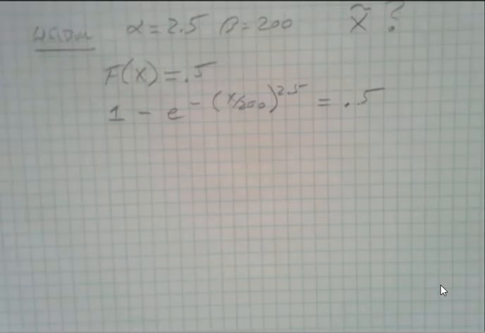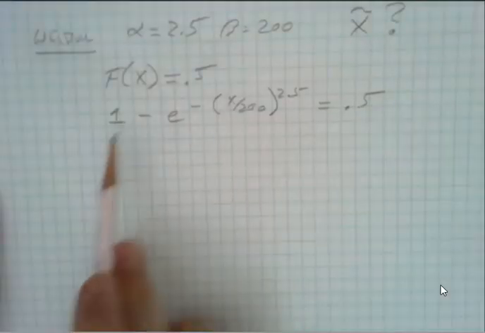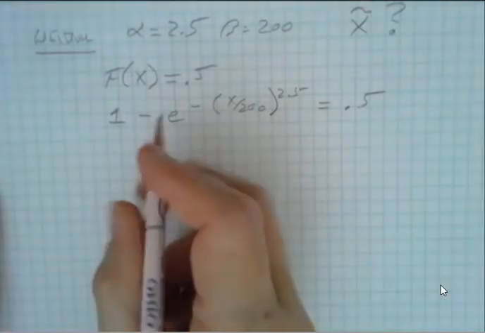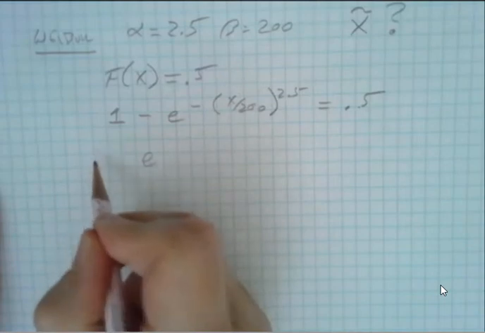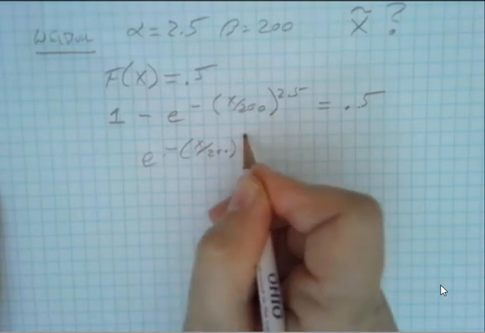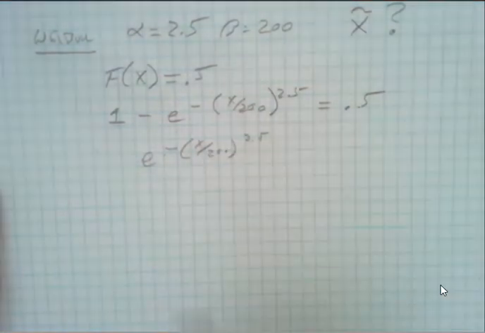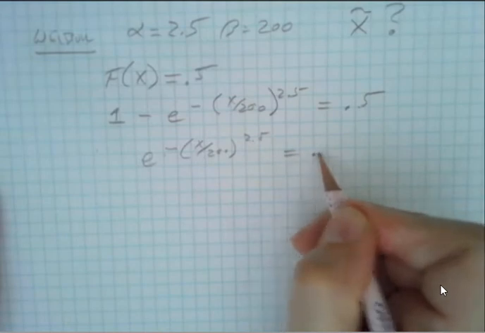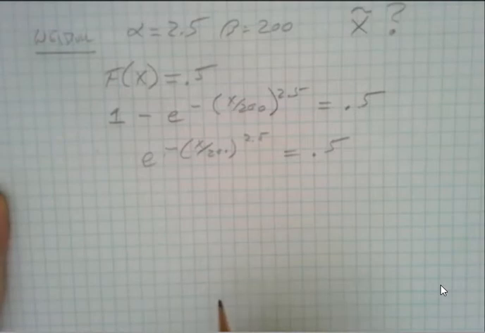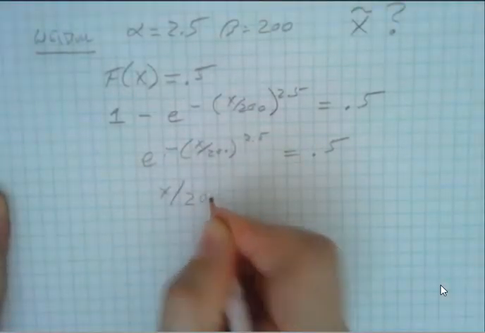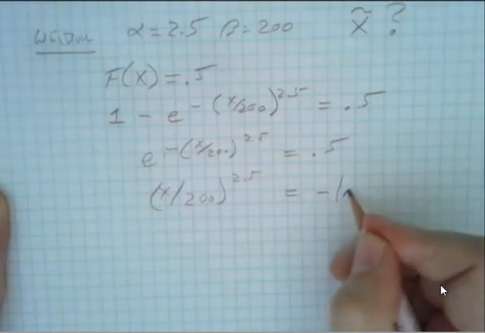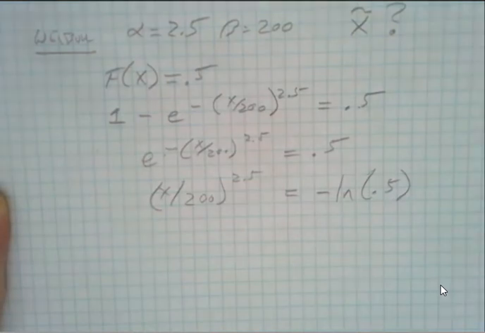So with the magic of some math, we're going to subtract 0.5 from both sides. We're going to add this squishy term to both sides. We're going to end up much more cleanly with e to the minus x over 200 to the 2.5. It's the same term. I haven't made any changes to it yet. Is equal to 0.5. Okay, so we simply want to solve for that as we go through. We take the natural log of each side. So we know x over 200, the exponent, raised to the 2.5 is equal to the negative natural log of 0.5.